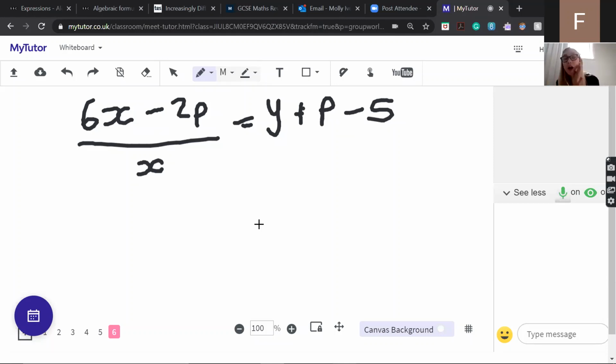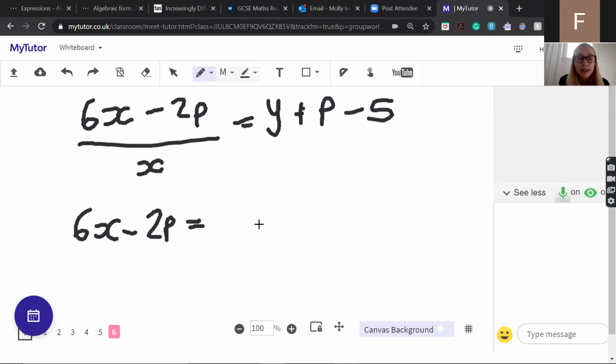So all of the x's kind of are on that left-hand side, but we're wanting to move this p over to this side, basically. Sorry if you'd written that out and I just changed it. So we're going to do what we did before and multiply up by x. So we get 6x minus 2p equals, now here, everything on that side gets times by x.